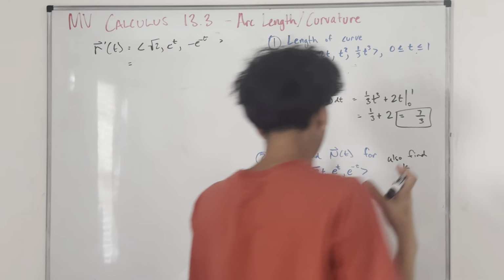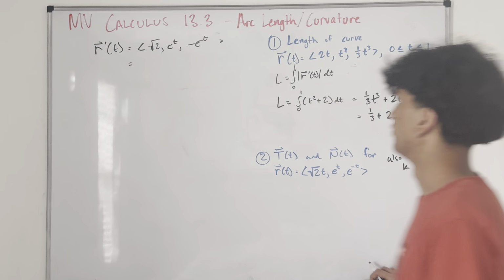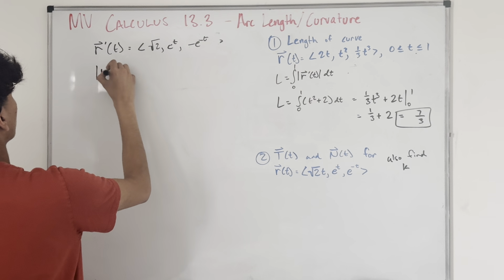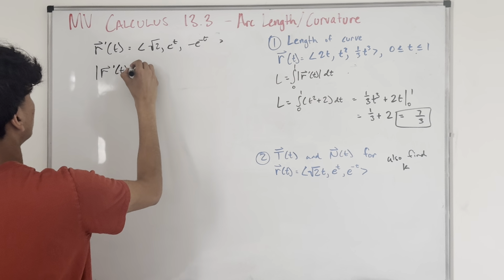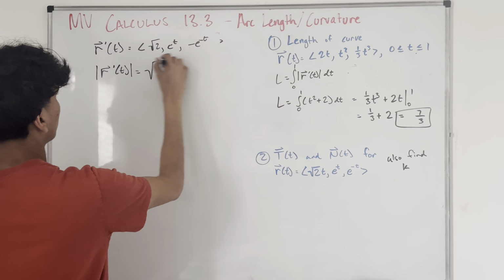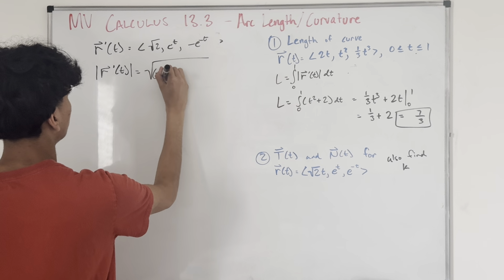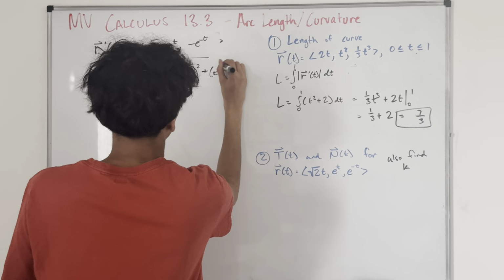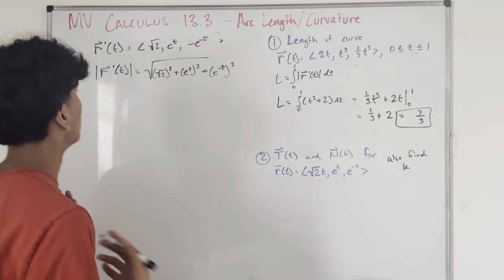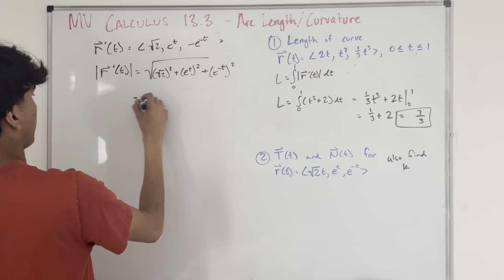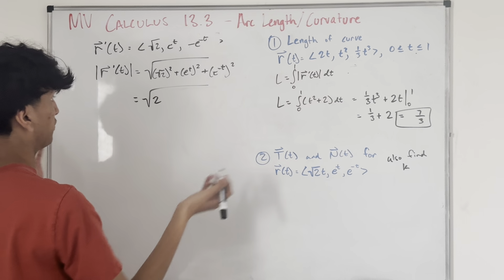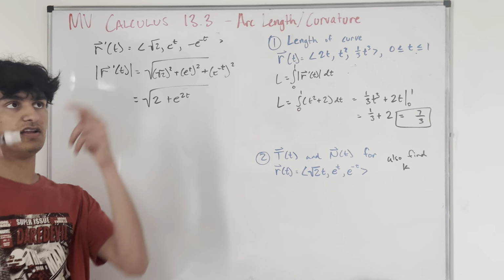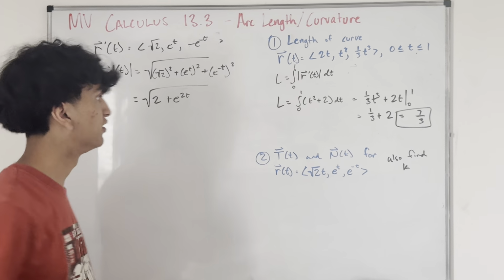Okay, so now I want to find the magnitude of r prime of t. So if I find the magnitude of r prime of t, I get the square root of 2 squared plus e to the t squared plus e to the negative t squared. Now, obviously the square root cancels out, and then this is just e to the 2t, right? Exponent properties. e to the t squared is the same as e to the 2t.